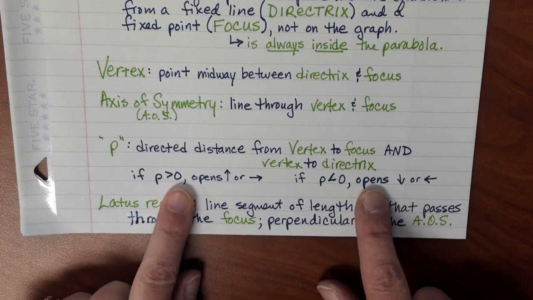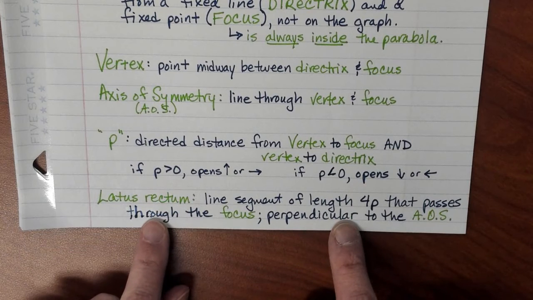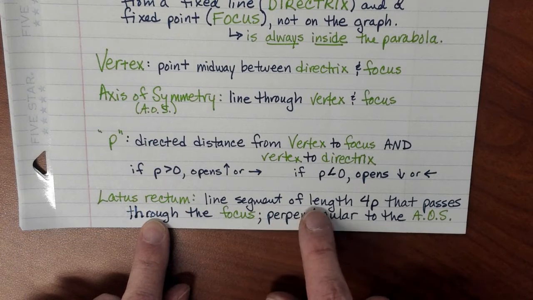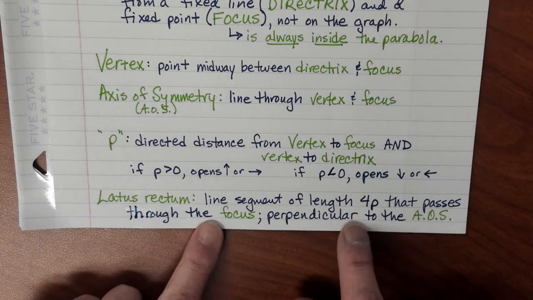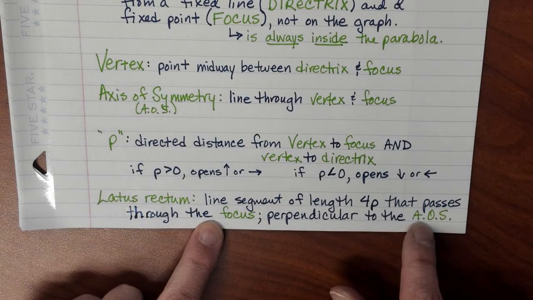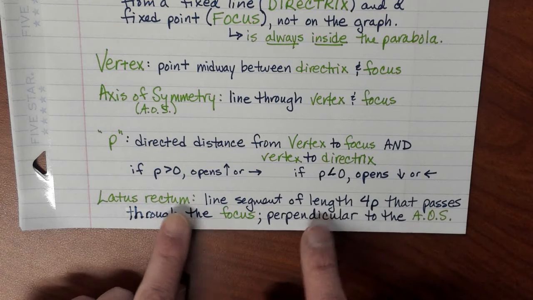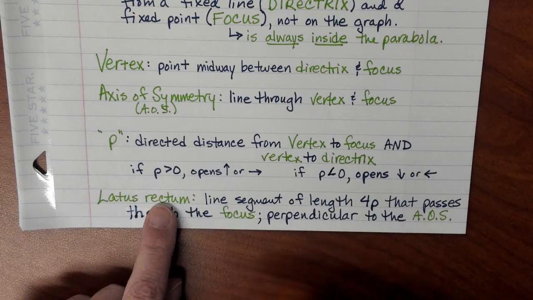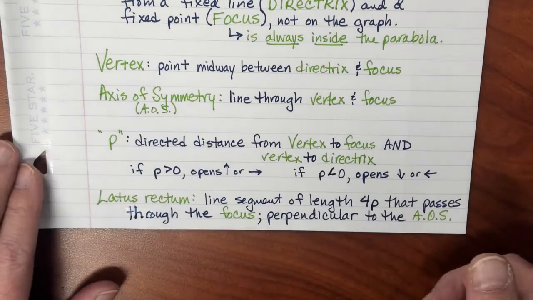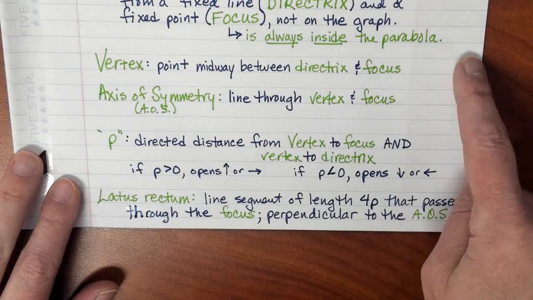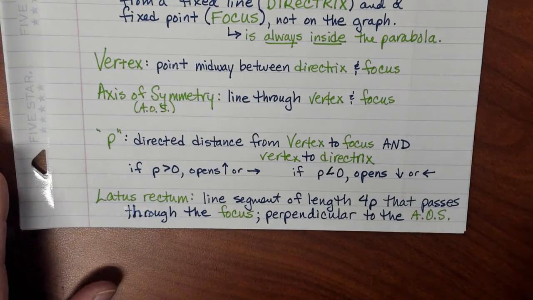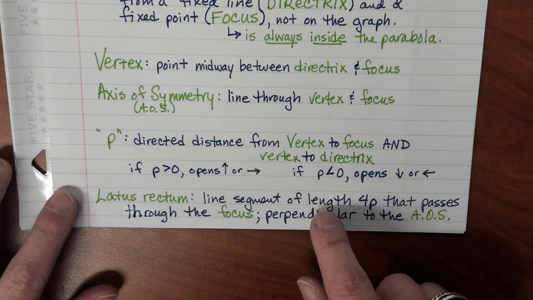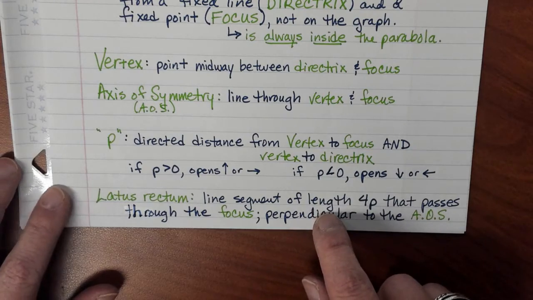Now, when you're graphing parabolas, there's something called the latus rectum. This is a segment of length 4p, so you have to know what p is, that passes through the focus and is perpendicular to the axis of symmetry. This is strictly used for better definition of a parabola. Sometimes you'll be given a vertex, you put the vertex down and you just draw the parabola, and you don't necessarily get points that are on there. You need the focus. This gives you better definition so your parabola is more accurate.